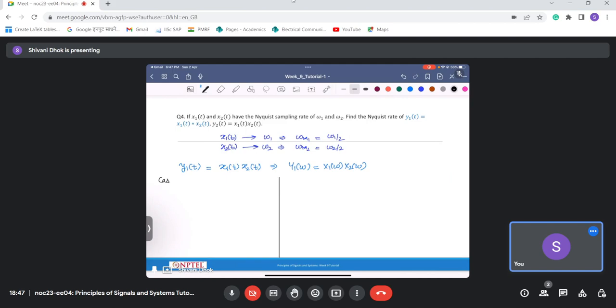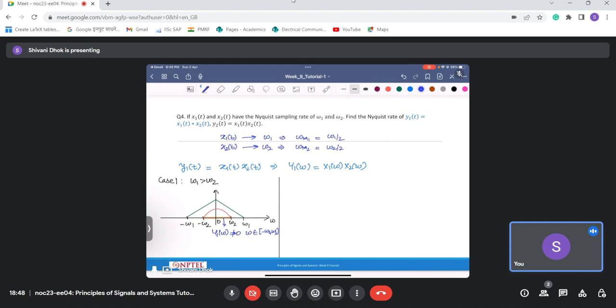So case 1 is omega 1 is greater than omega 2. If that is the case, then we have a situation something like this. So this is 0. Omega 1 is greater than omega 2, so first we'll have omega 2, then we'll have omega 1. Similarly, minus omega 2 and minus omega 1. So let's say we have a signal which is something like this and like this. If I multiply these two signals, what I'll get is this: Y1(omega) will not be equal to 0 for omega belonging to minus omega 2 to omega 2.